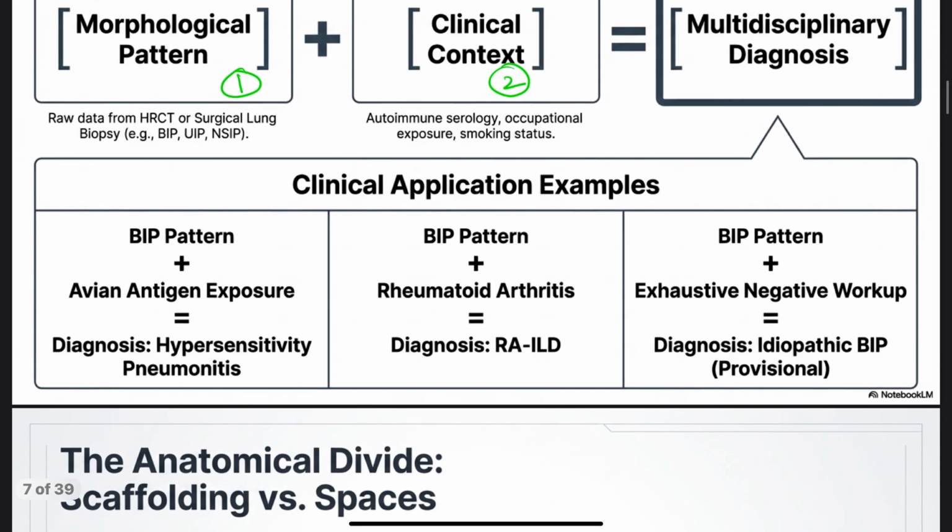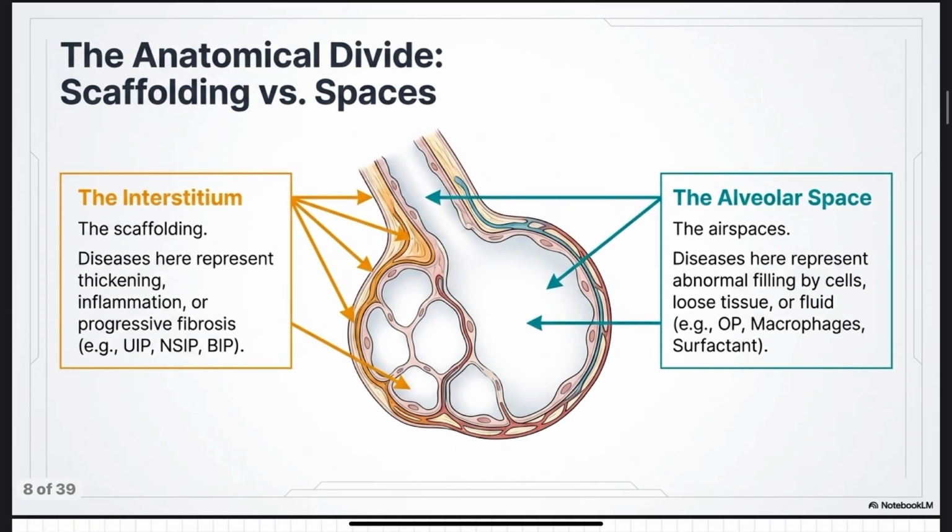For example, a BIP pattern, which is the new name for the HP pattern, with avian antigen exposure, I will call HP. But a BIP pattern with serology RA positive and anti-CCP positive is CTD-ILD. A BIP pattern with an exhaustive negative workup, where nothing is there, is idiopathic BIP. So a pattern is not specific to a disease, is what the new guidelines did. And anatomical division means the interstitium is involved.